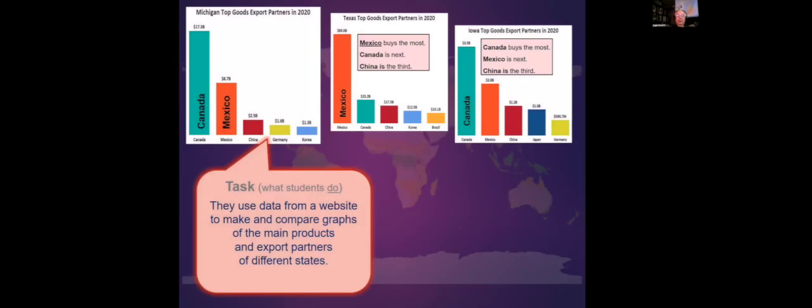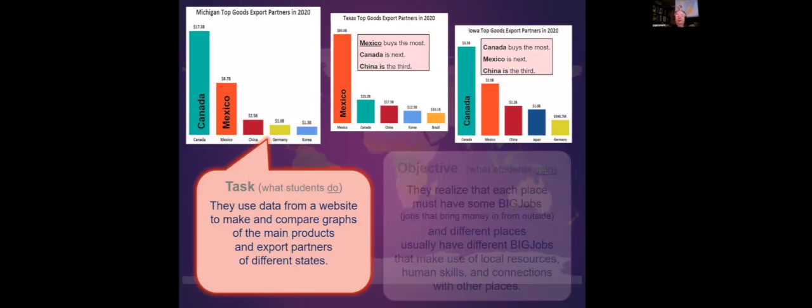That background leads us into the next question: if you're going to buy something from somewhere else, you've got to have something to sell to somewhere else in order to make the trade. And for that, we have students go out to a website and compare graphs for the main products and the export partners for different states. You're looking at graphs of Michigan, Texas, and Iowa, who they sell to, and other graphs that I'm not showing you is what they've got to sell.